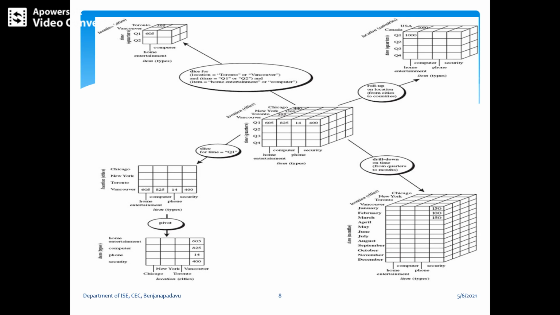So the roll-up operation aggregates the data by ascending the location hierarchy from the level of city to the level of country. The resulting cube groups data by country. Rather than grouping the data by city, the cube groups the data by country. That is the specialty of the roll-up operation.